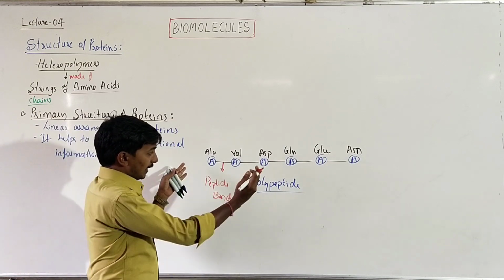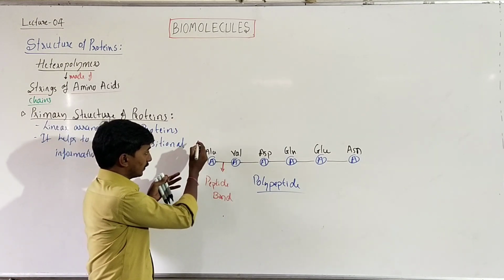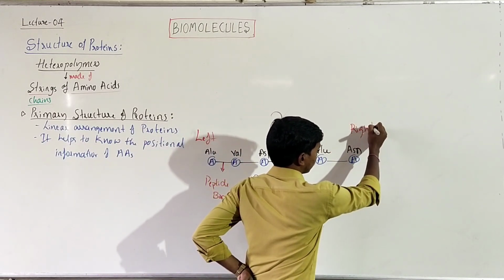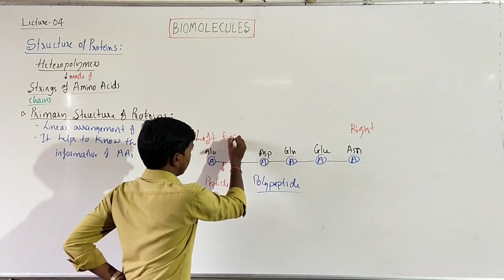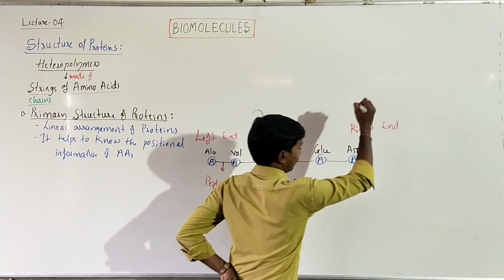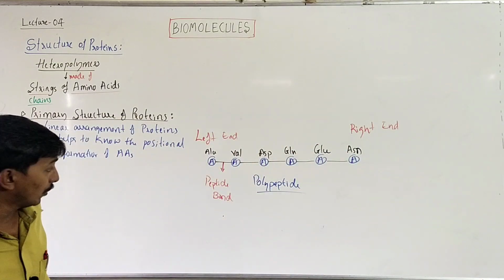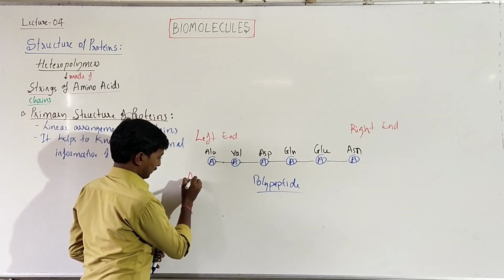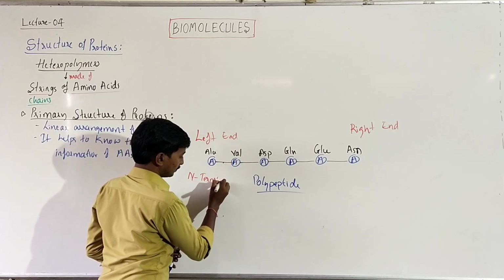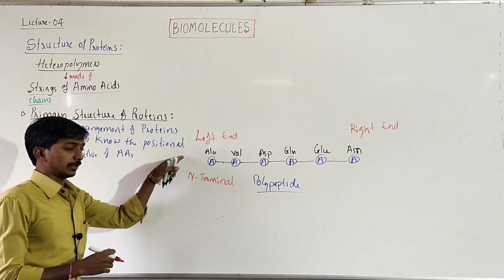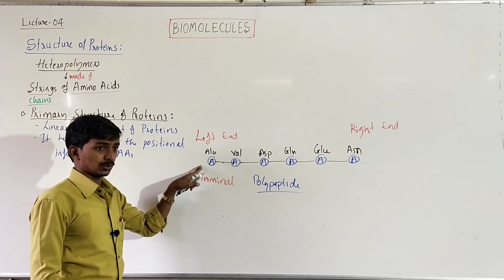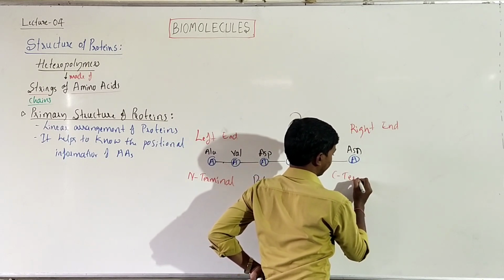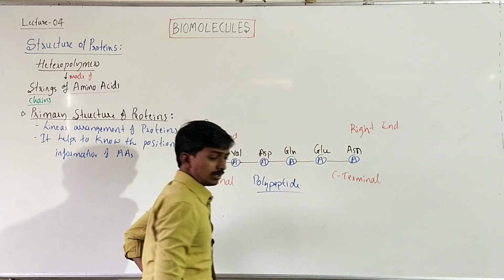Here the left end of the amino acid chain, this is the left end, this is the right end. Here the left end of the protein is called N-terminal, and the right end is called C-terminal.